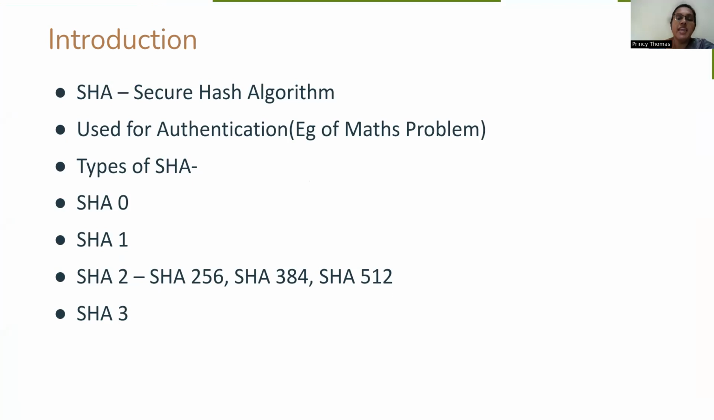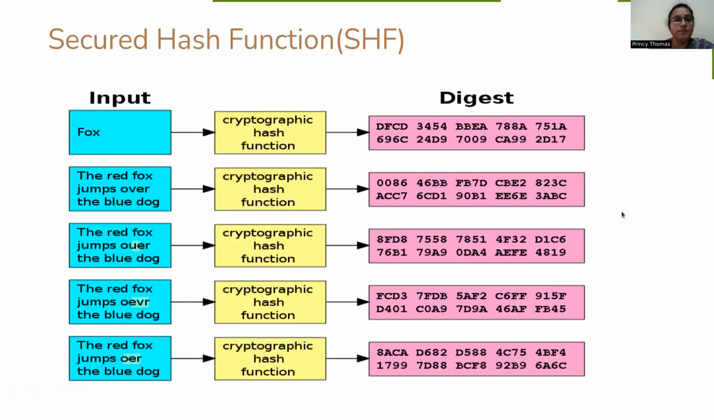Okay. Now, what is SHA? Again, it is a hash algorithm, but it is a secure hash algorithm, and it is used specifically for authentication. Okay, so the different types of SHA algorithm that we are going to look at are SHA 0, 1, 2, and 3. In the 2 category, we have 256, 384, and 512. Okay, so we're not going to look at all of these. We're going to look at some of them.